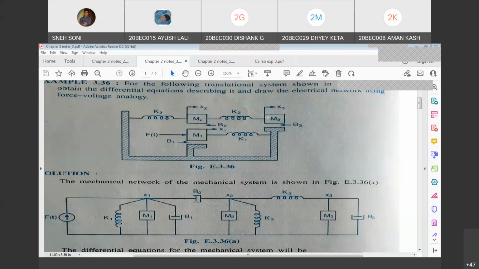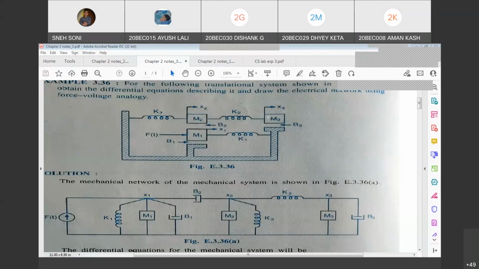No other components will come. Only this B3 and K2 will come when we write the equation of M3, because they are directly connected. The remaining components you don't need to consider. So it's very easy: M3 x3 double dot plus B3 x3 dot plus K2 into (x3 minus x2) equals 0.